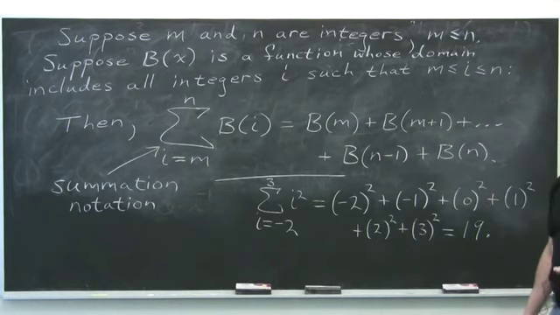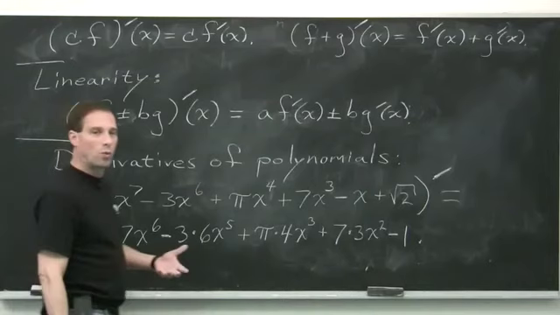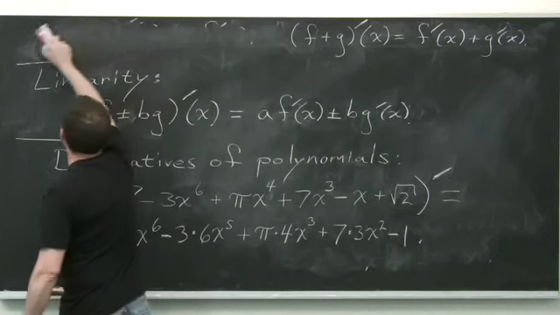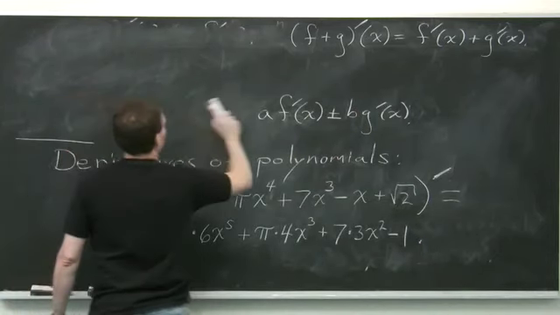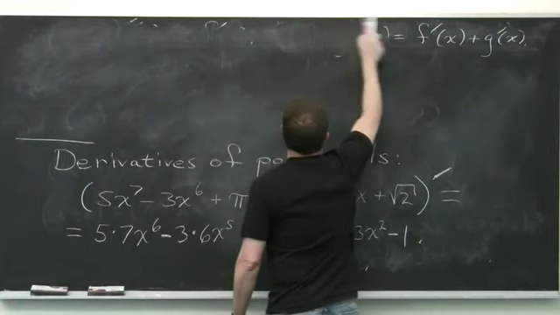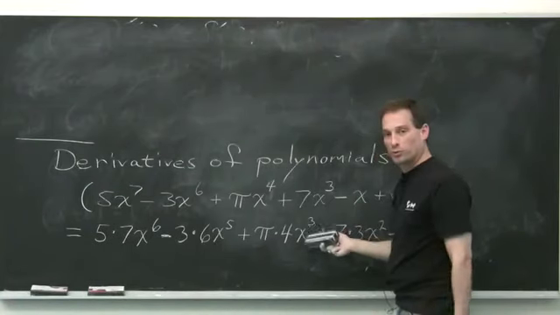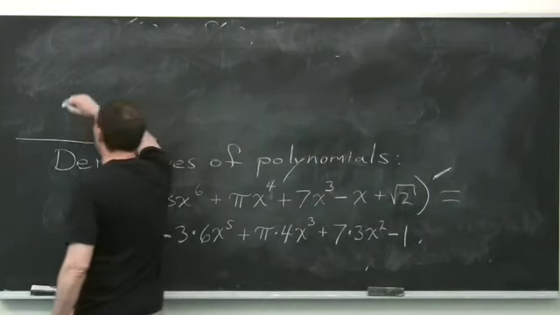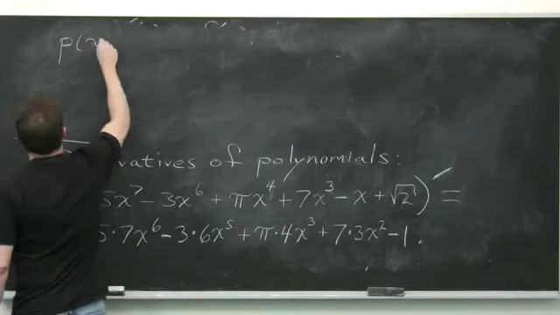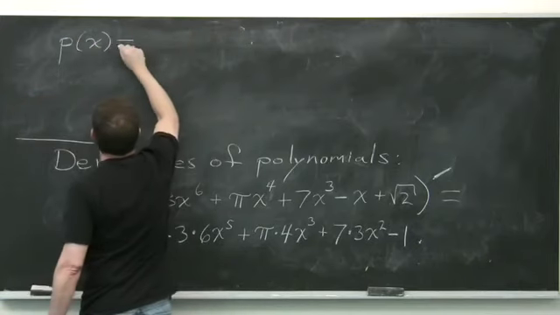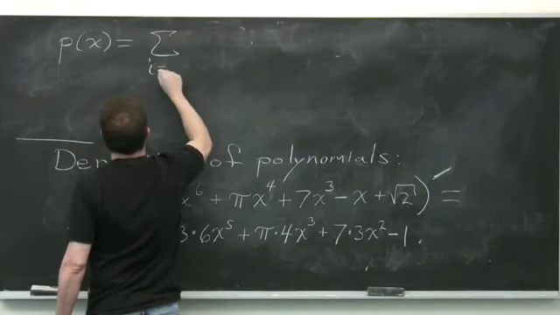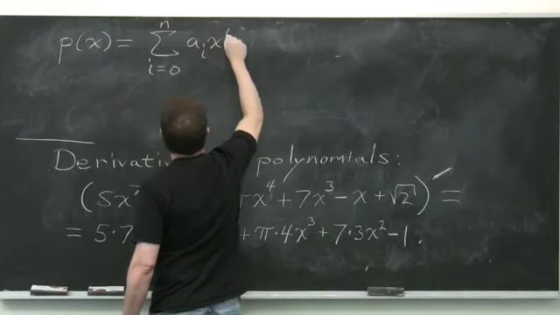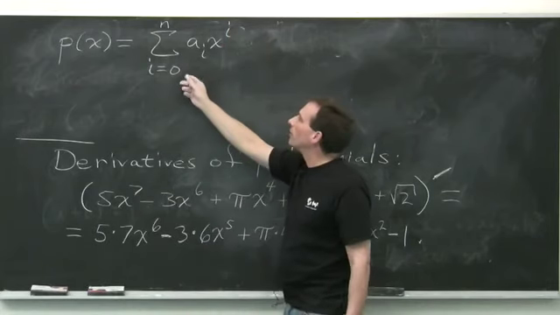Okay, that's summation notation. What's nice about summation notation? Well, lots of things, but the reason I'm doing it right now is so I can write in general what the derivative of a polynomial looks like, although this example was probably very clear. In general, if you have a polynomial function, it is always of this form. In summation notation, it would look like this.